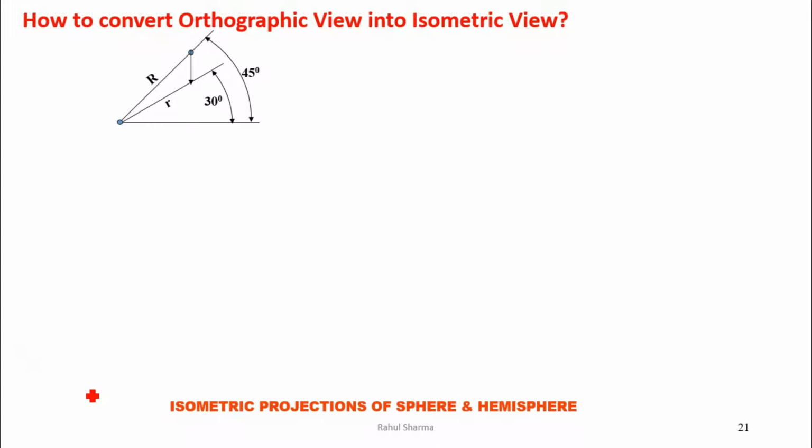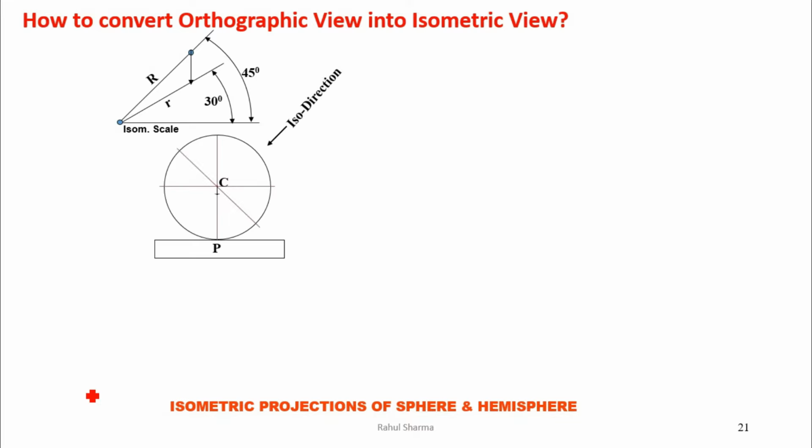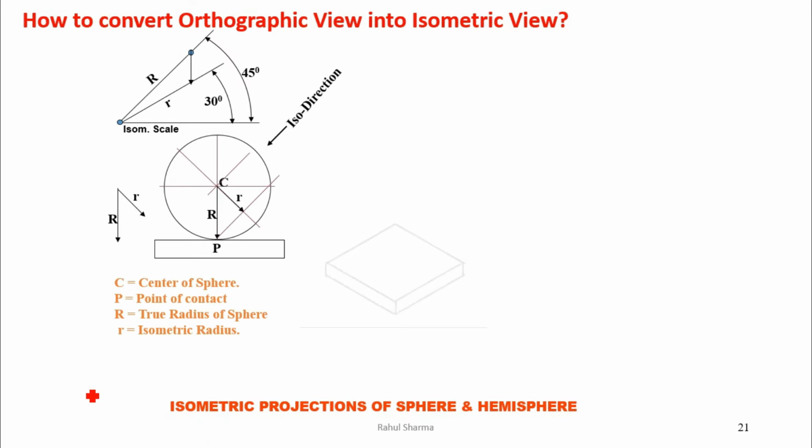Now I will tell you how to make the isometric projection of a sphere, or we can say the hemisphere. Let's say this object is given, a ball is placed on a square prism. So first we will draw the ball with center point P, that is the top of the square.